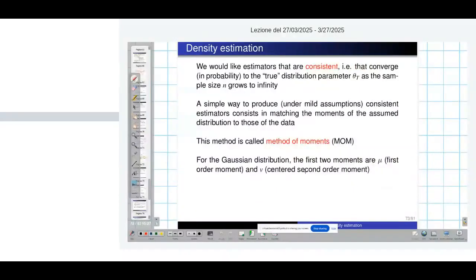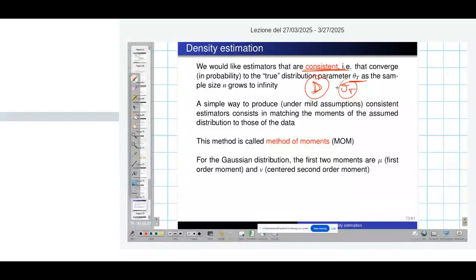We will mainly restrict to maximum likelihood, just to open a parenthesis, we say that this is not the only one. Typically, what we want are estimators that are consistent. That is, as the data set becomes larger and larger, so as the number of samples goes to infinite, they should converge to the true distribution parameter theta t. What does it mean? It means that if the data were really generated by a distribution with parameters theta t, then our estimator should converge to this theta t.